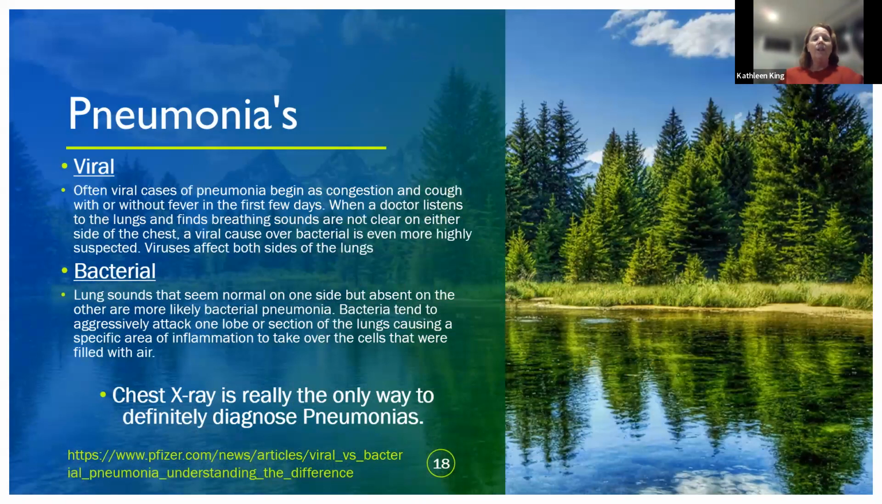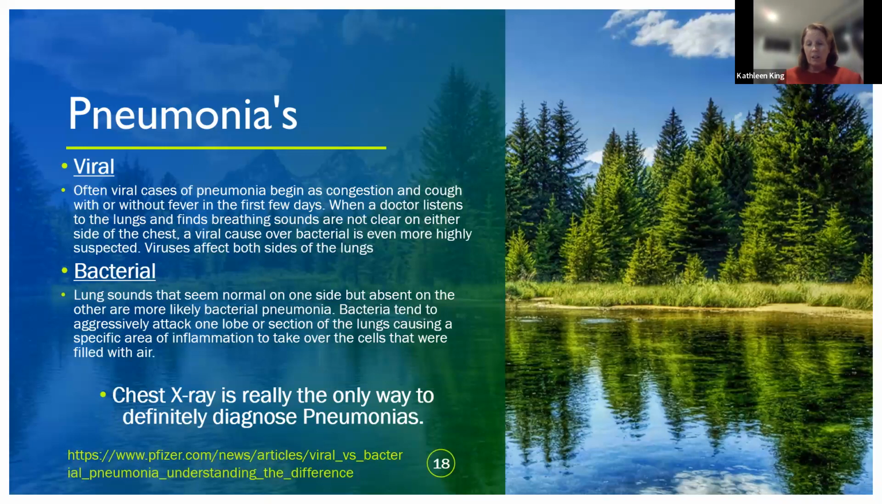So pneumonias. A pneumonia can be either viral or bacterial. Viral cases of pneumonia usually begin with congestion and a cough. And when a doctor listens, they can hear junk or wheezing or what we call congestion on both sides of the lungs, right? It doesn't matter whether I'm listening to the right side or the left side. I kind of hear the same sound on both sides.